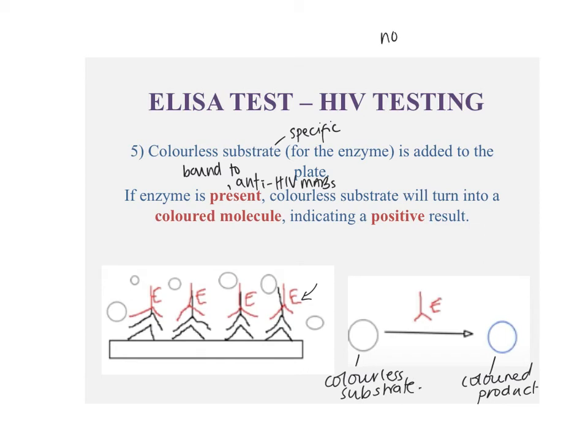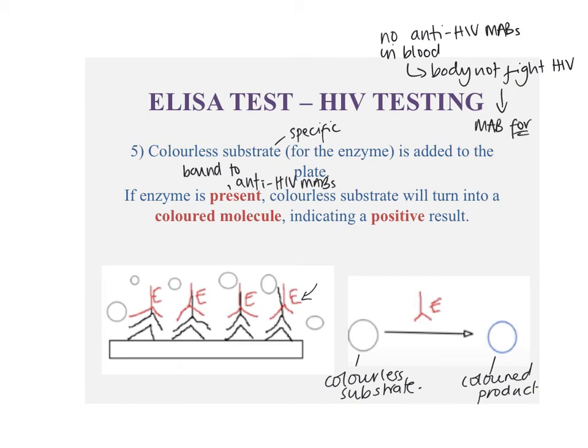So if you've got no anti-HIV MABs in your blood, that means that your body hasn't had to fight HIV. And what that means is that the monoclonal antibody for the anti-HIV antibody can't bind. And that means that the substrate stays colourless. And that's our negative test.